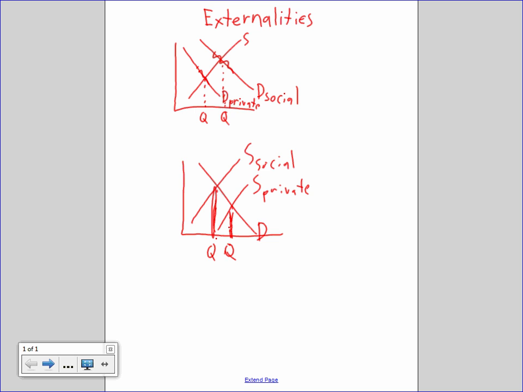So basically what you need to know is that to correct a positive externality, you would give a subsidy to either the producer or the consumer. A subsidy to the consumer would cause the private demand curve to shift to the social demand curve. A subsidy to the producer would cause the supply curve to shift outward, so that the private quantity would equal the social quantity. For a negative externality, you would tax the producer, so that the private supply curve would equal the social supply curve. So basically, you're trying to get the private curves to shift to the social curves.